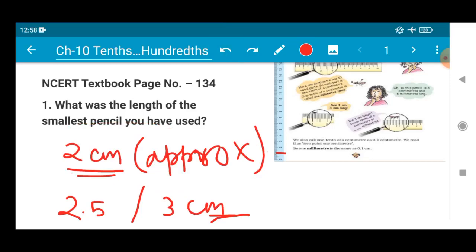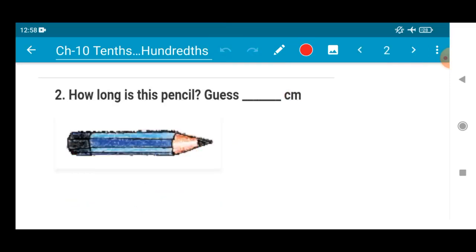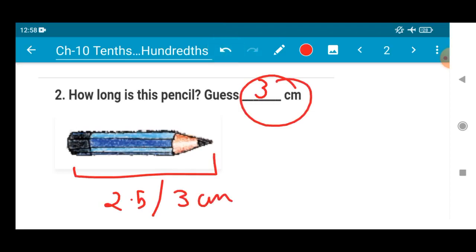Okay, let us now proceed to the next question, which is also on page number 134. You just see, how long is this pencil? Guess dash centimeter. So this pencil is of how many centimeters? You have to guess it. Some may write 2.5, some may write 3. So this is just an approximate answer. I will write 3 centimeter. This can be around 2.5 or 3 centimeter most probably. Your answer may change over here.